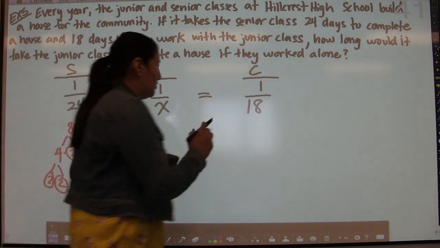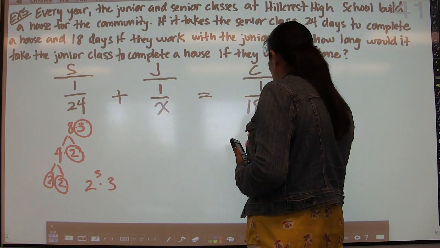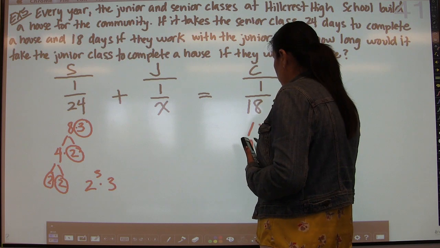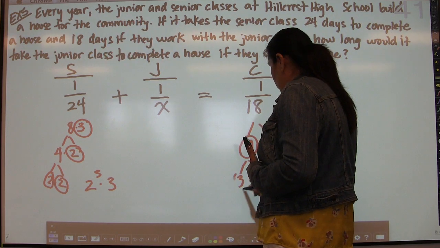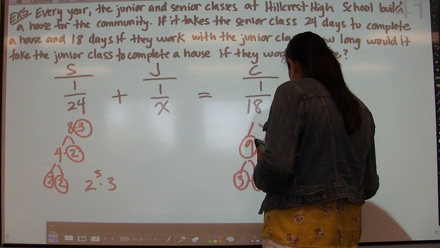And then for the 18, we'll do the same thing. We have 9 times 2. 2 is prime, but 9 is not. So then we go 3 times 3, and then those are both prime. So we get 3 squared times 2.